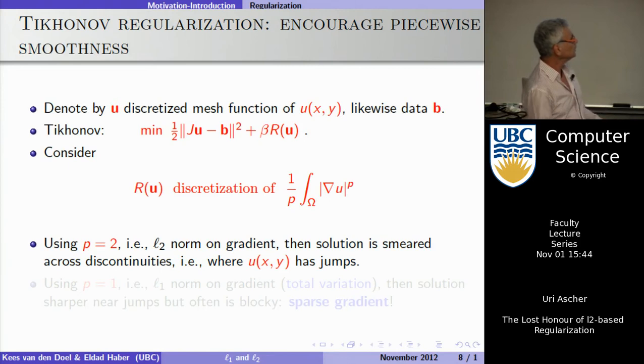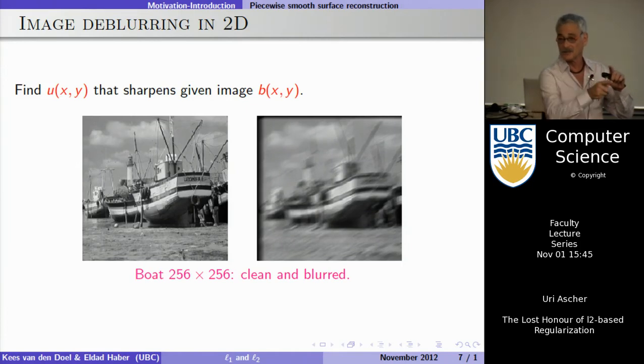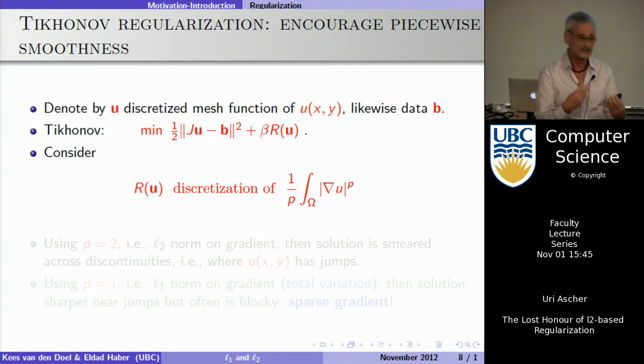So P equal 2, that will be the two norm of the gradient. And the problem here is that we have edges in this intensity function coming at you. Edges mean discontinuities. If you're going to look at a gradient across a discontinuity, you are going to look at a delta function. And the problem with the L2 norm is that this delta function is squared, and then you integrate, and the square of a delta function is not integrable. So what that's going to do is the numerical algorithm would somehow avoid that problem by smearing the edge. And that's what we see. We see smearing of an edge.